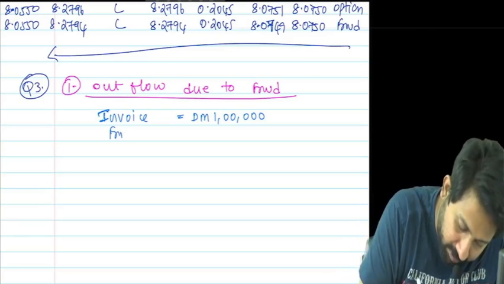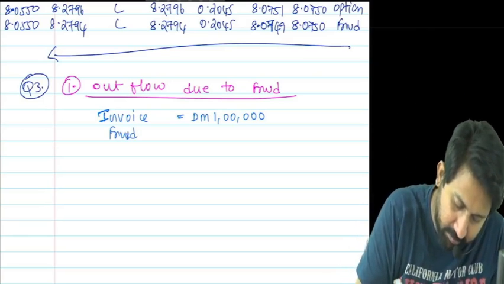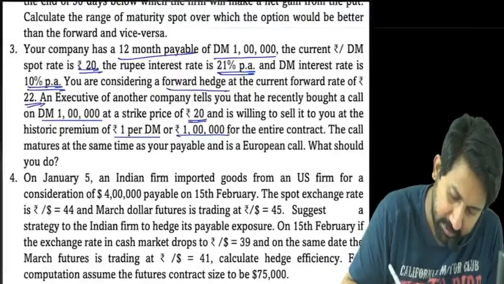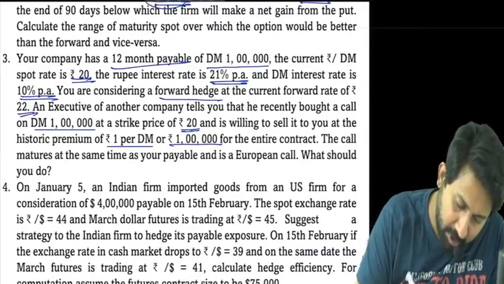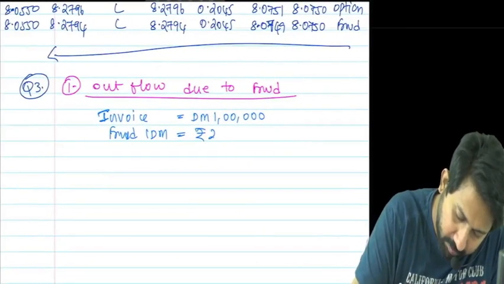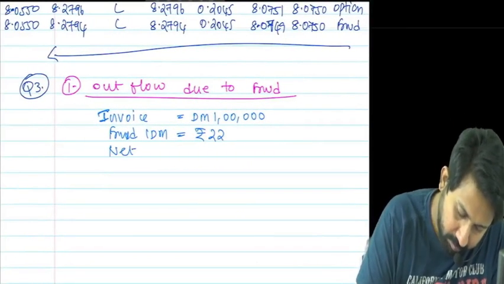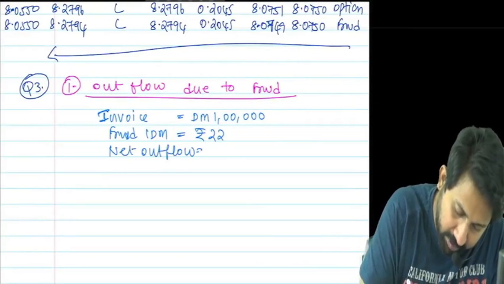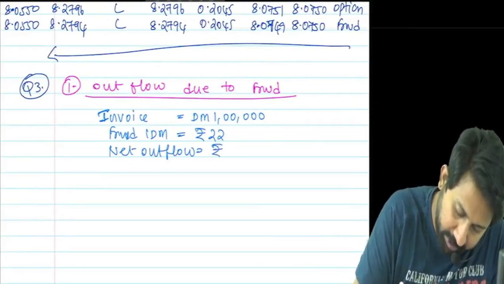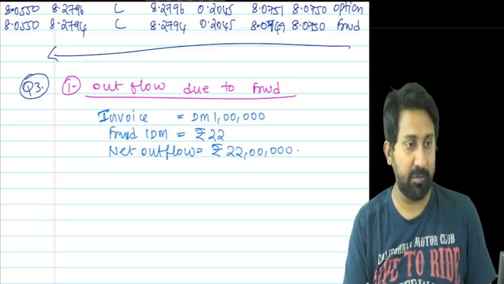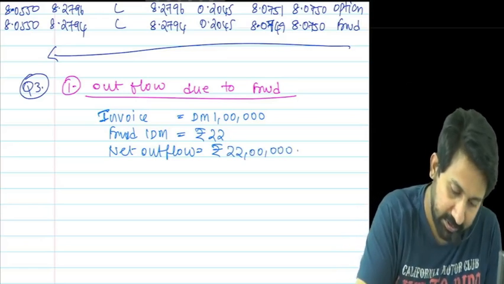Next, if you pay in the forward, 1 DM is equal to how many rupees? Spot rate is 20, but I locked myself at 22. So the net outflow will be rupees 22 lakhs.